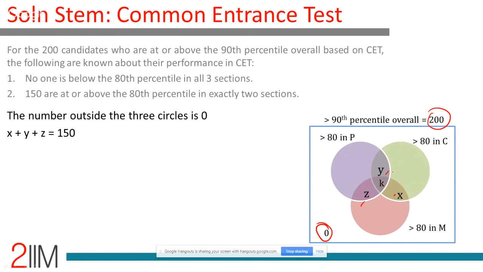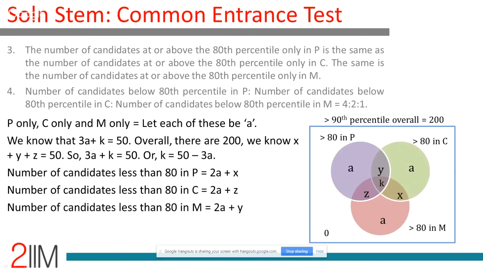Wonderful. So bang in the middle, let us call this K. That's also wonderful. So no one is below 80th percentile in all three. This we have incorporated. Let's build on this. These three are equal. We've already seen that. A. Wonderful. And so this plus this is 150. So 3A plus K is 50.